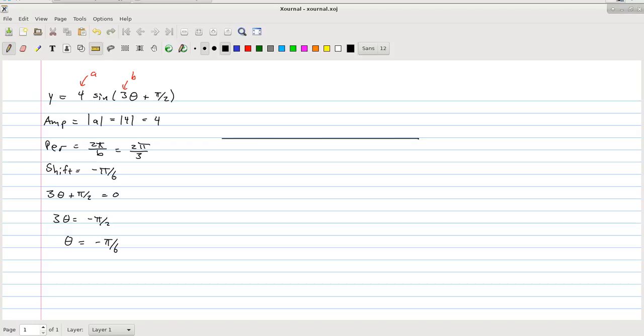So I'm going to start with my axis first. And I'm going to label the starting point, or the phase shift, the starting point of one cycle, is negative pi over 6. Now to get the end point of one cycle, we're going to take our phase shift, our starting point, and add the period. So if we take negative pi over 6 and we add 2 pi over 3, we get 3 pi over 6, or if we want to reduce, pi over 2.